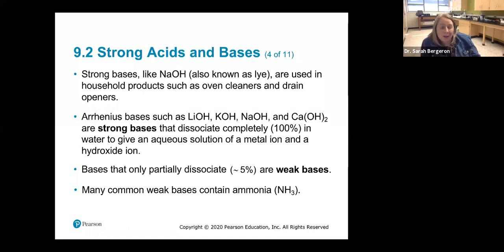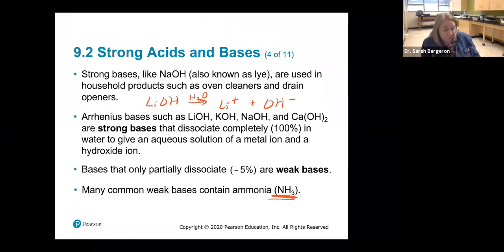So our Arrhenius bases that we were listing before, those group 1 and group 2 metal bases, those are strong. They dissociate completely in water, right? And they give you that metal ion, like LiOH goes to Li+ and OH- in water. So they dissociate completely. But bases that are weak only partially dissociate. One very common weak base is ammonia, NH3.